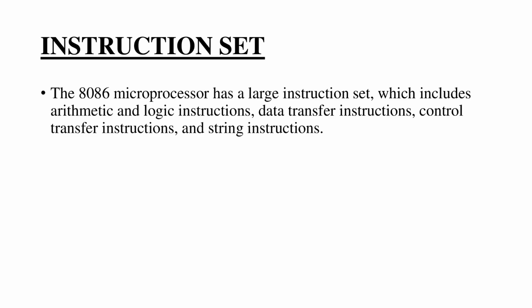The 8086 has a complex instruction set architecture, which is CISC, with over 1000 instructions. Instructions are classified into groups based on their functions, such as data transfer, arithmetic and logical operations, and program control. The instruction set also includes string and loop operations, which are useful for processing arrays and data structures.